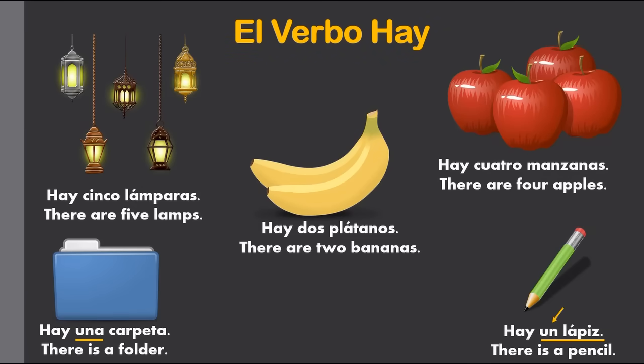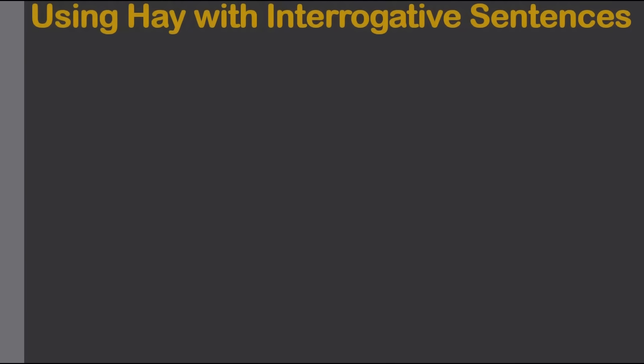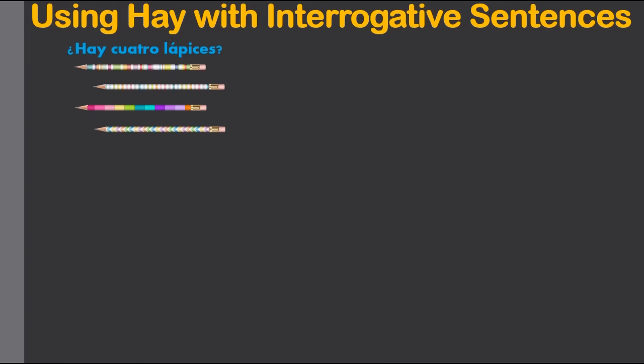All these sentences are declarative, which means each one makes a statement. In the next segment, we will see how to use hay with interrogative sentences. Let's get to it. Interrogative sentences ask questions. ¿Hay 4 lápices? Are there 4 pencils? Sí, hay 4 lápices. Yes, there are 4 pencils.